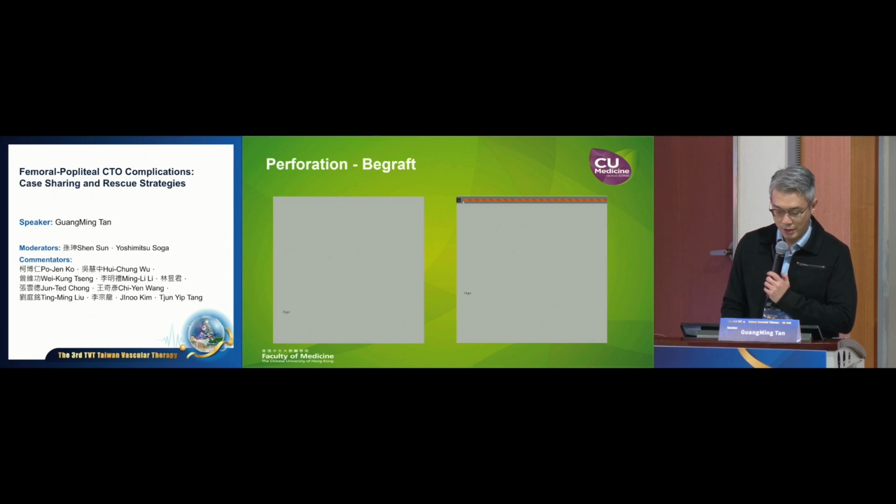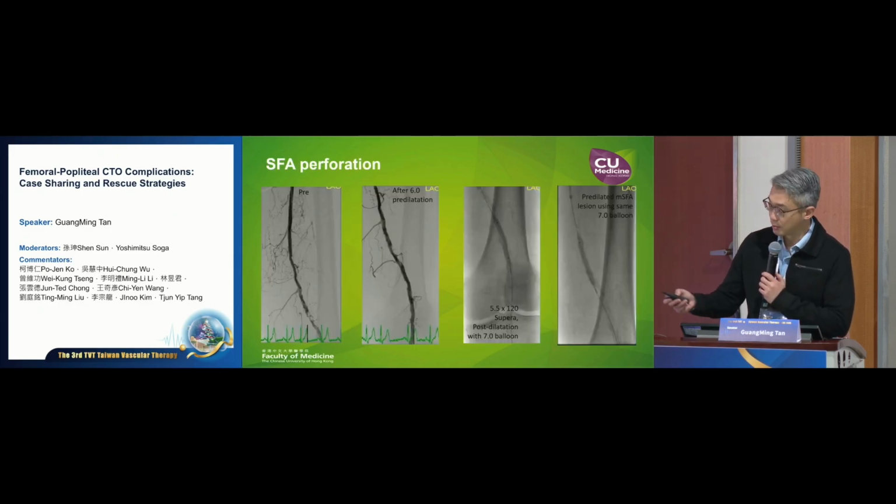Now, perforations. Most of the time you have to really recognize this complication early on because this can be disastrous, especially if it happens in the iliac region.